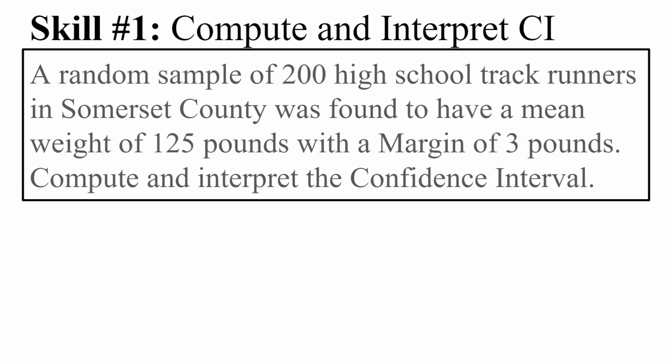Okay, so a random sample of 200 high school track runners in Somerset County was found to have a mean weight of 125 pounds with a margin of error of 3 pounds. Compute and interpret the confidence interval. So first I check to make sure it's random.